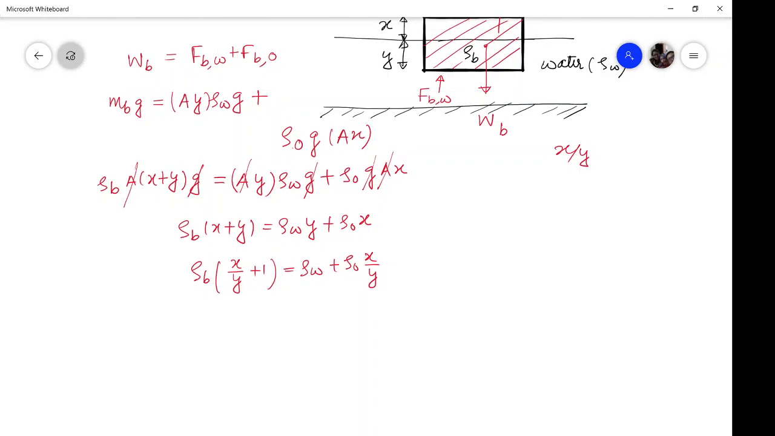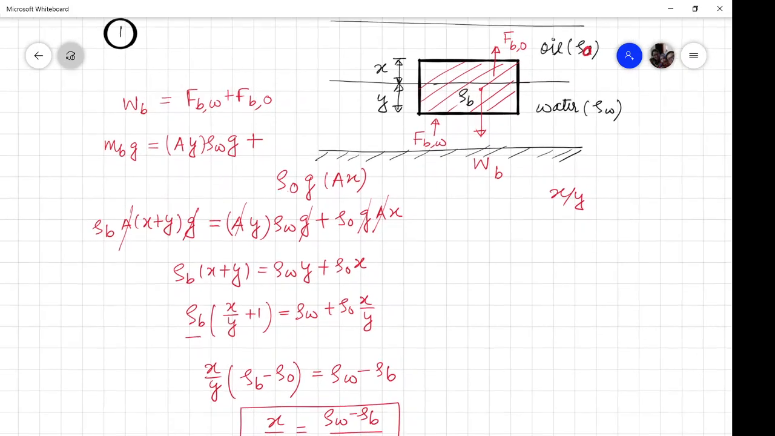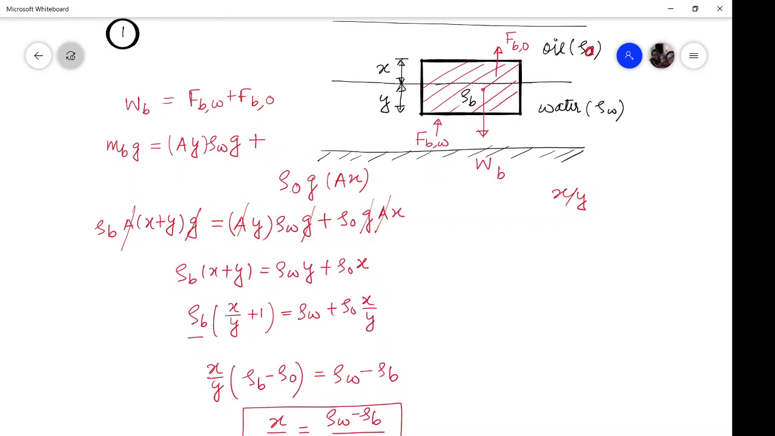Now segregate x by y onto one side. So x by y times (rho of block minus rho of oil) equals rho of water minus rho of block. So x by y is rho of water minus rho of block, divided by rho of block minus rho of oil. In this way you can tell the relative proportion.